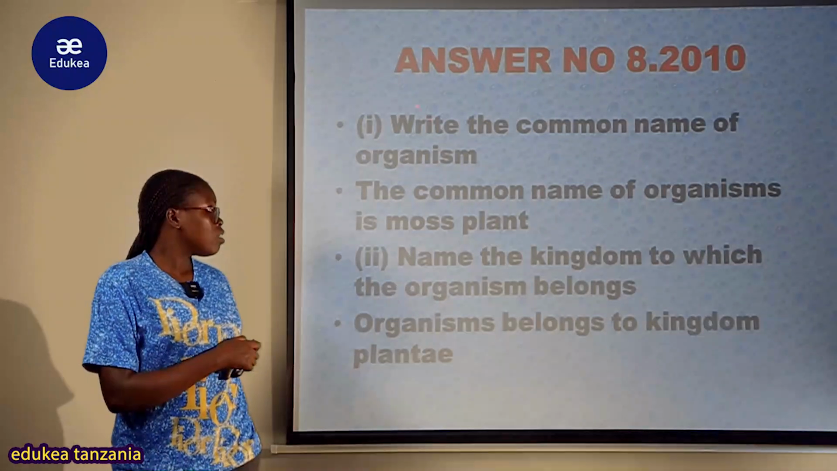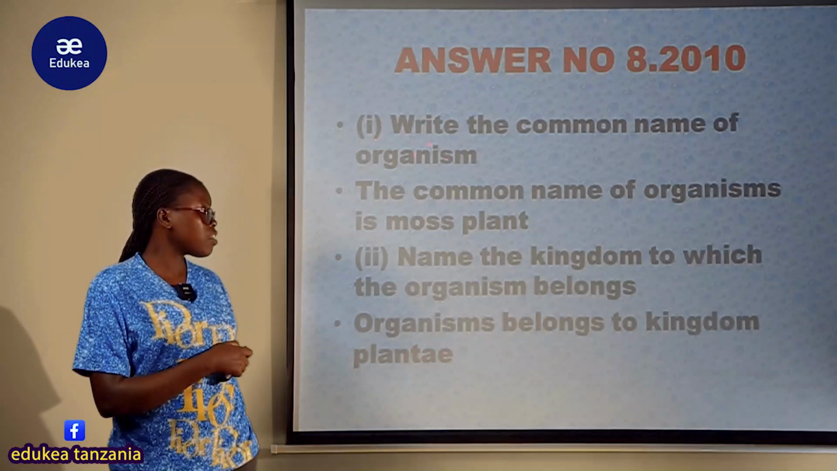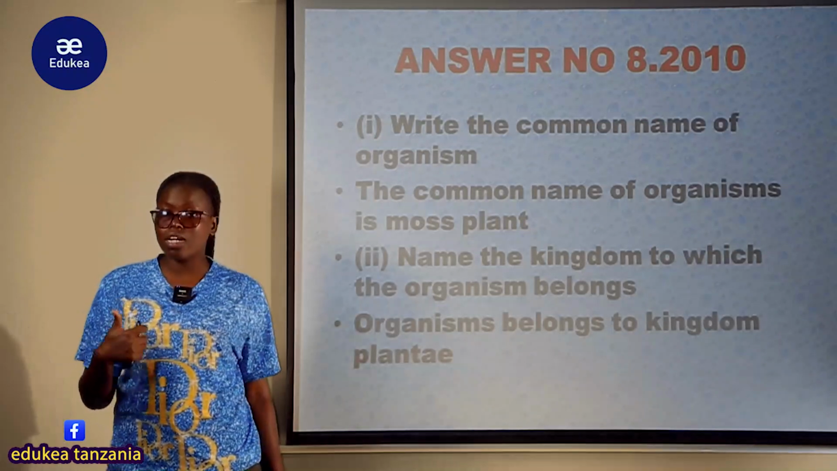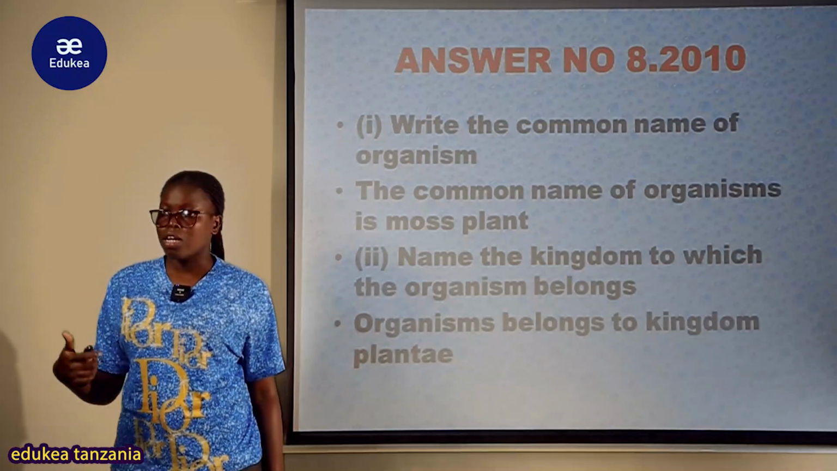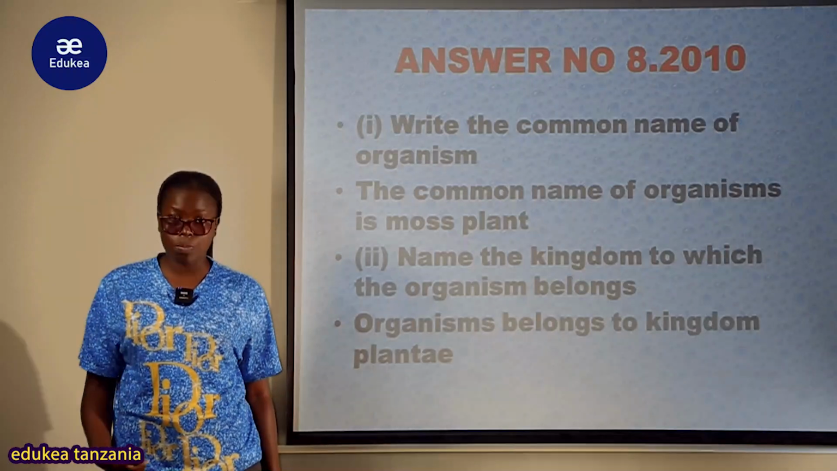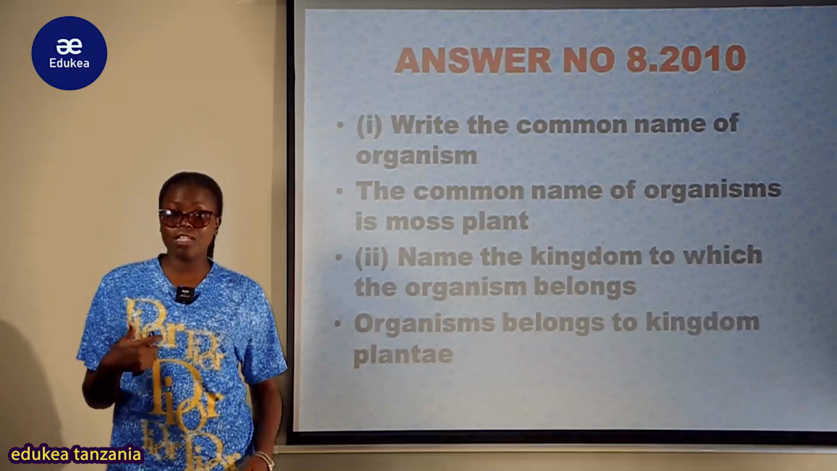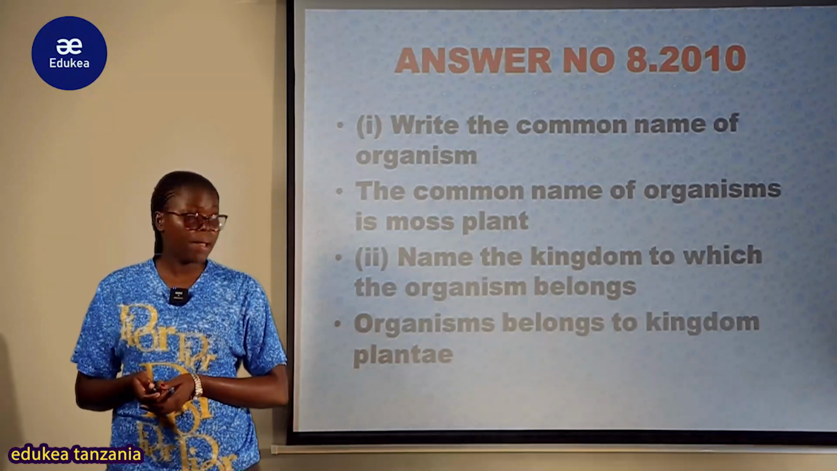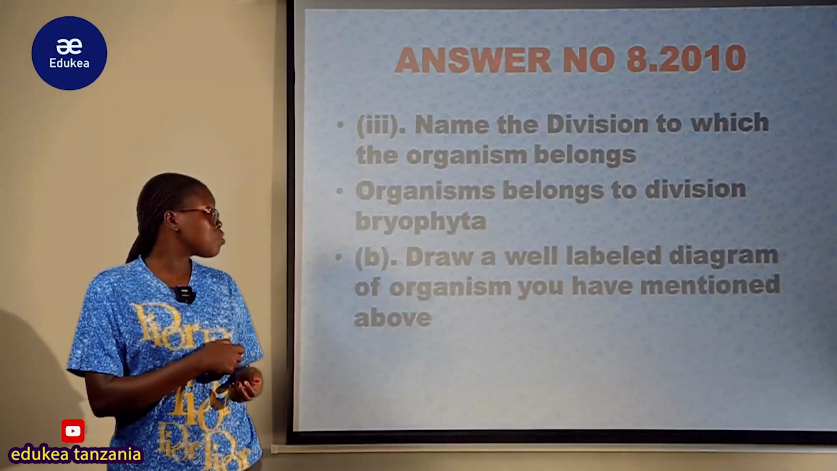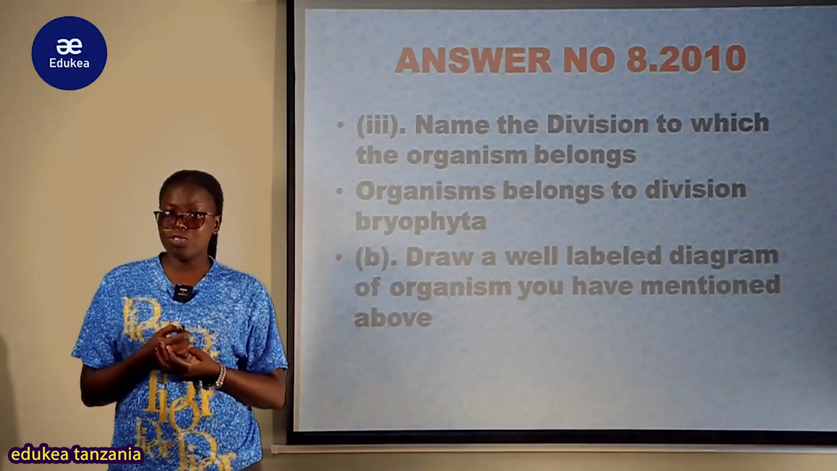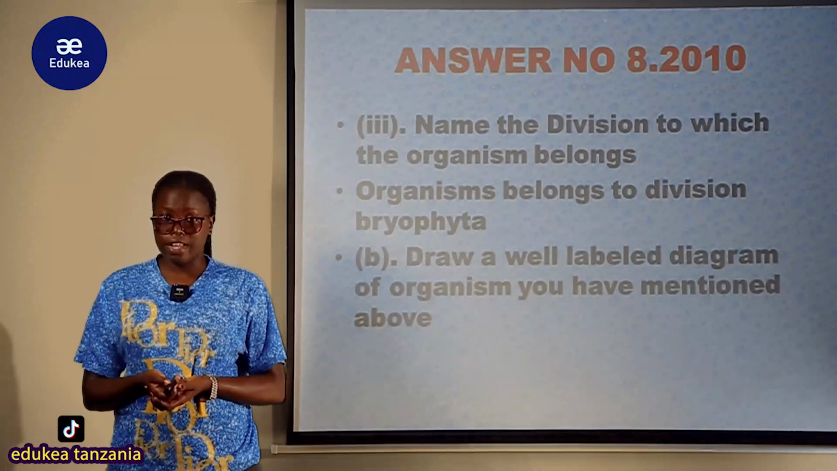So write the common name of the organism. The common name of the organism that tends to grow on the foundation, the mossy foundation, is moss plants. And name the kingdom to which the organism belongs. This organism belongs to the kingdom Plantae. And name the division to which the organism belongs. The moss plant belongs to the division Bryophyta.